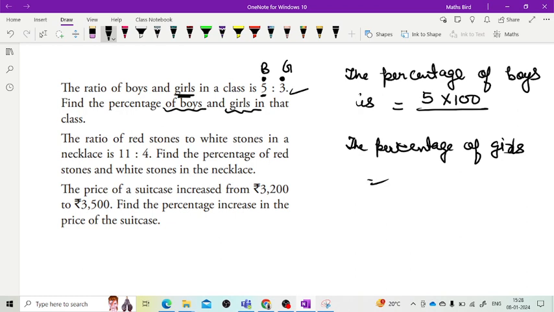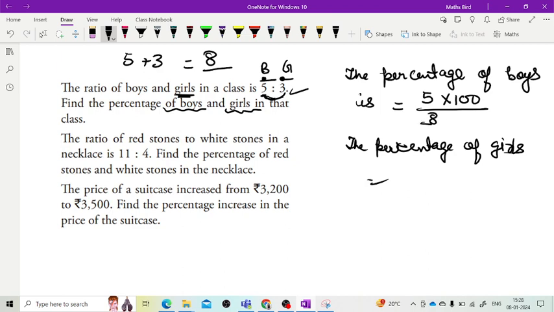So now, in a class, if I am saying 5 boys and 3 girls, then in total how many students are there? I am saying 5 boys are there and 3 girls are there. So how many students are there? Obviously 8 students. So in ratio you will add this, 5 plus 3 is 8.